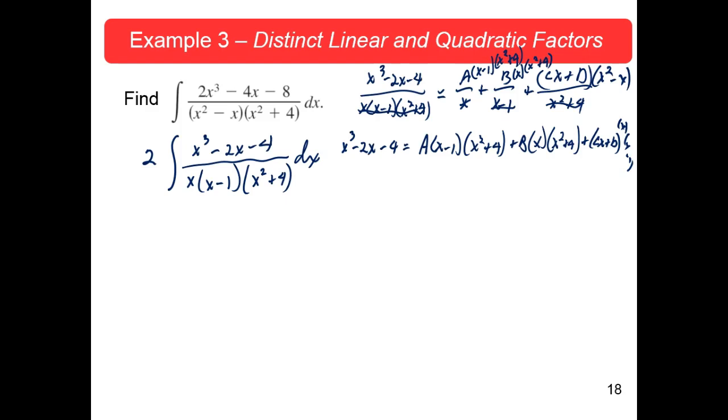Now, what would you do next, besides erase my writing and write it nicely? Okay, and how would you do that? Let's first say let x equal 0. Okay, let x equal 0. All right, what will you have on the left-hand side? Negative 4, right? What would you have on the right-hand side?